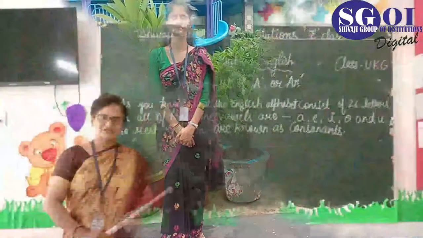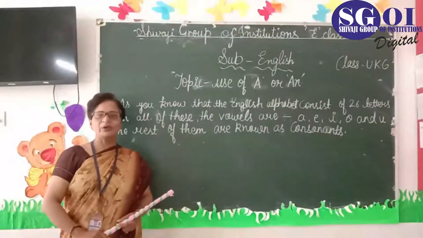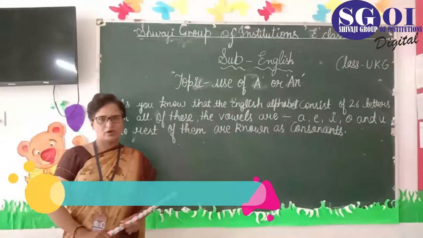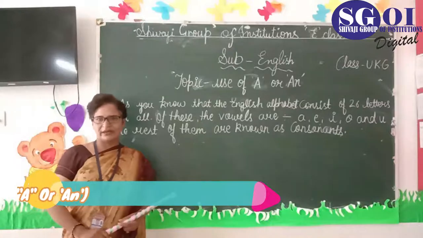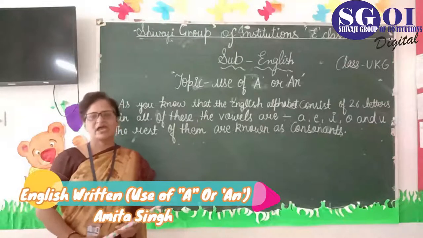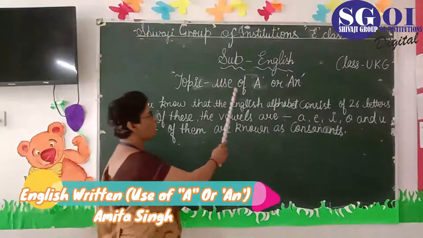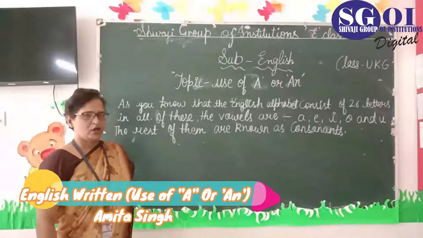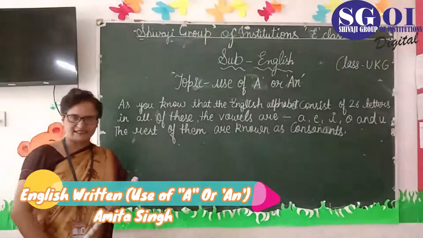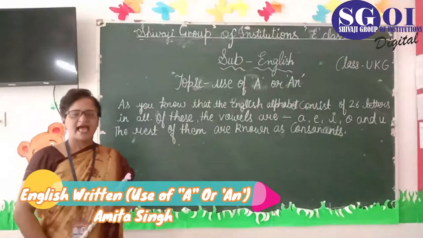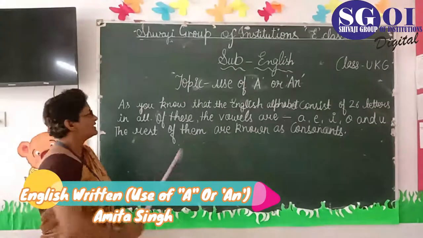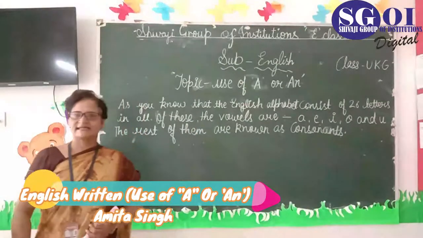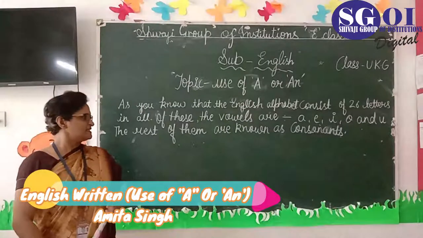Now students, you have to learn this rhyme at home with the help of your parents. So students, this is time to do writings. So take out your English notebook and open the page where it is written use of A or an. Okay, now we will do articles today. How to print articles. As you know students, that the English alphabet consists of 26 letters.